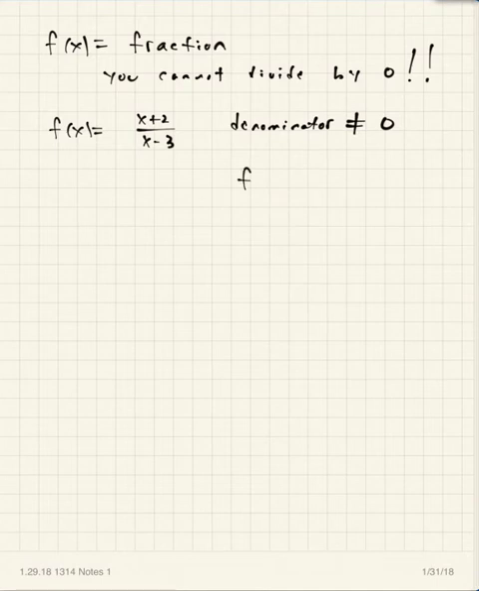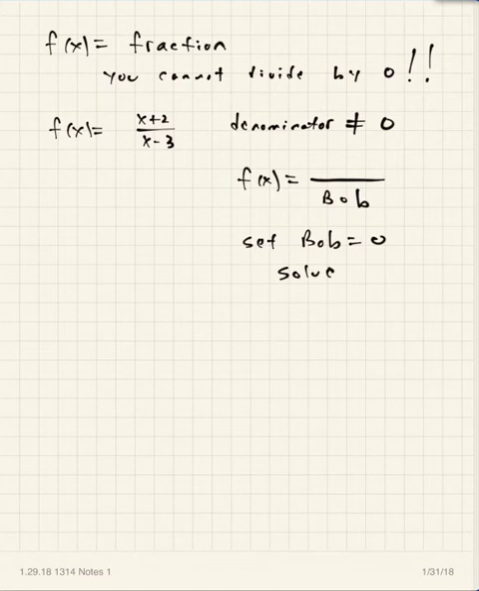So how do you find the domain for a function like this? If you've got f of x equals something up at the top, and we don't really care what the expression is up here, but it's over Bob. If you have Bob in the denominator like that, then you set Bob equal to 0. You find where the denominator is equal to 0. You solve that equation, and then you throw out all solutions.